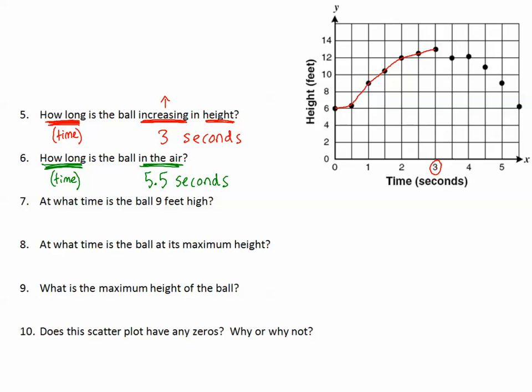At what time is the ball 9 feet high? So I'm going to the height of 9 feet. That's approximately right there. And I see here's a point and here's a point. There are two places, 2 points in time where the ball is at 9 feet, at 1 second and at 5 seconds. So 1 second and 5 seconds at 2 points in time.